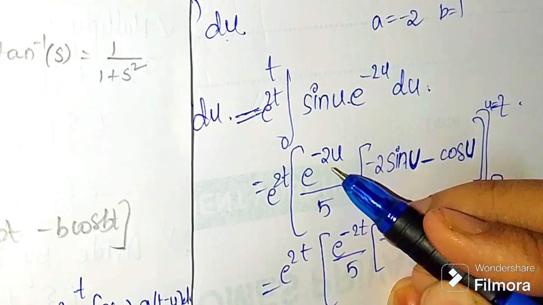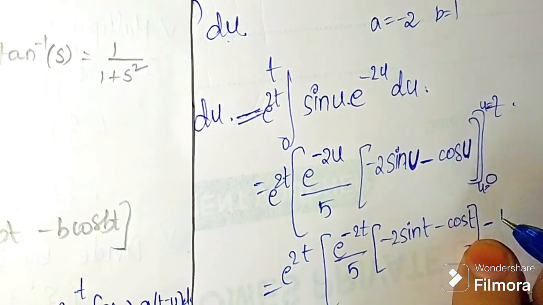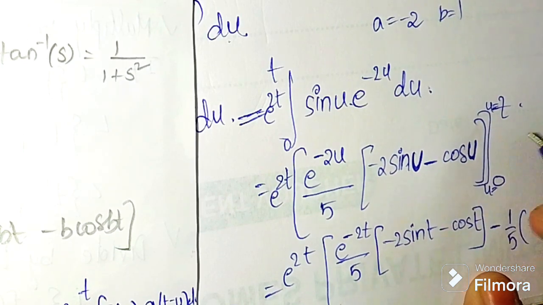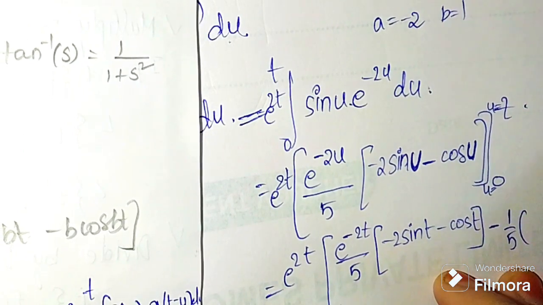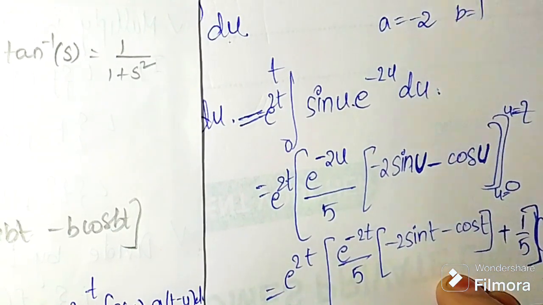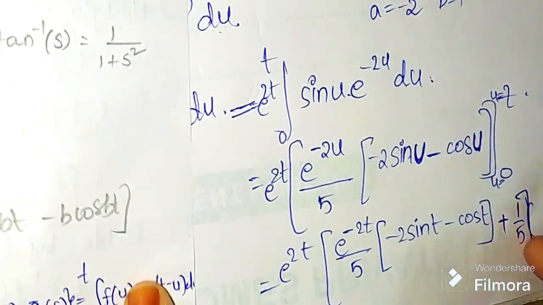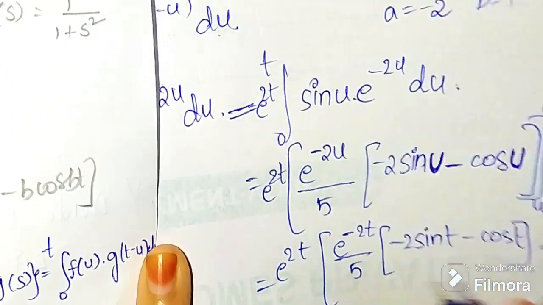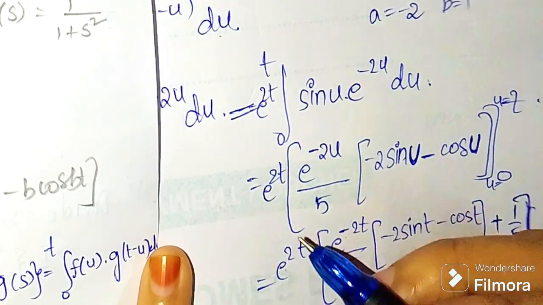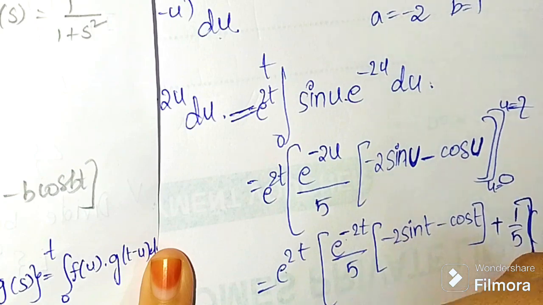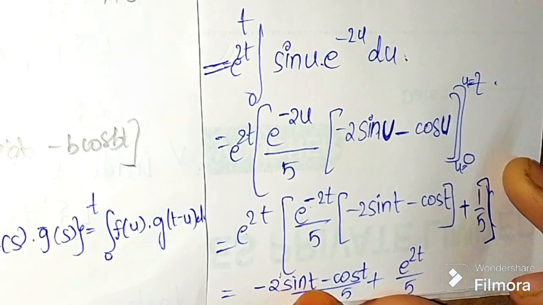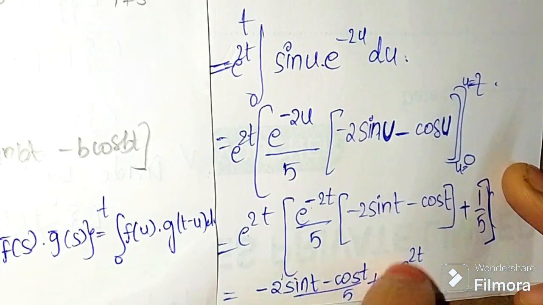Minus, put 0: anything to the power 0 is 1, minus 1 by 5 times (sin 0 is 0, cos 0 is 1). So I'll be left with minus 1. So this is plus. Directly I'm writing minus 1 and multiplying, it became plus. So now this is your final answer. If you want, you can multiply this, then you'll get e power 2t into e power minus 2t, which becomes 1, so 1 by 5 you'll get. So the answer is (minus 2 sin t minus cos t) by 5 plus e power 2t by 5.